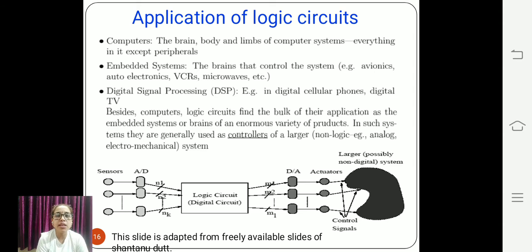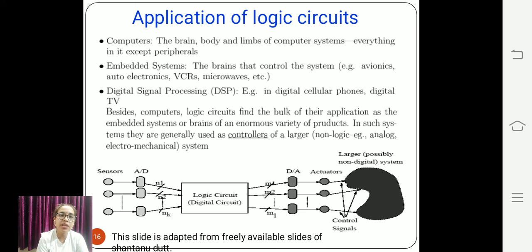Basically, digital circuits are used in the computer field, the embedded field, DSP (digital signal processing), and except that we can say in electrical and chemical applications or systems. Here is an example: a sensor is connected here, there is an AD (analog to digital converter), and after that a logic circuit or digital circuit is connected.